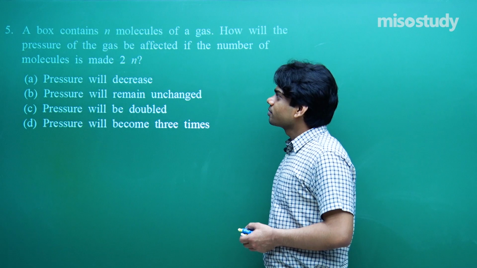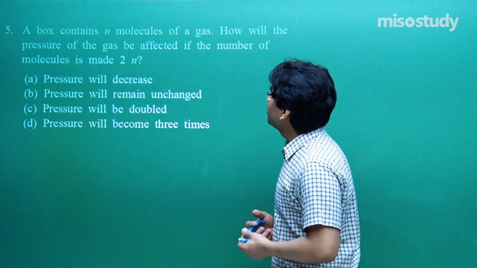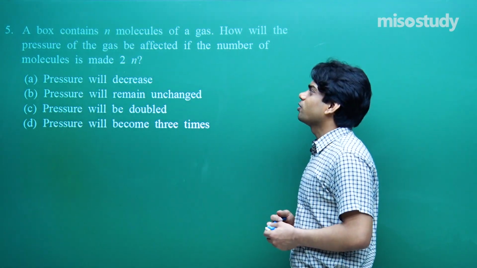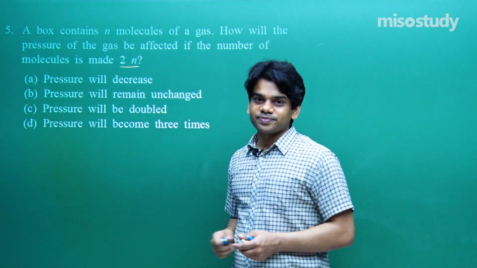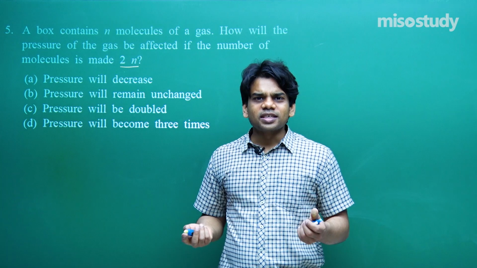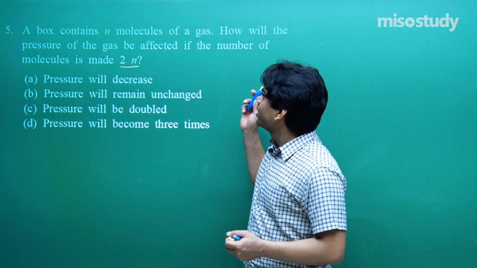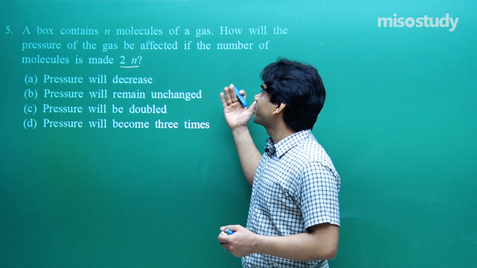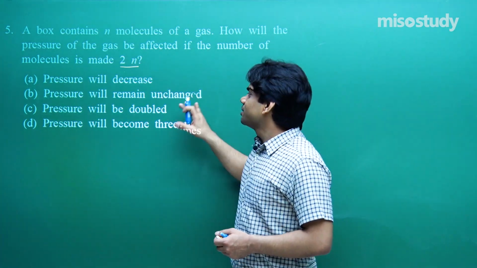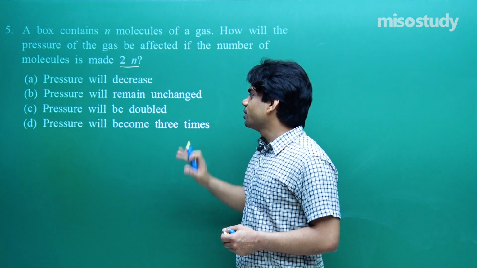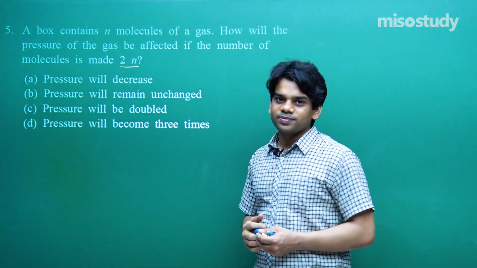Question number 5. A box contains n molecules of a gas. How will the pressure of gas be affected if the number of molecules is made 2n? A, pressure will decrease. B, pressure will remain unchanged. C, pressure will be doubled. D, pressure will become 3 times.